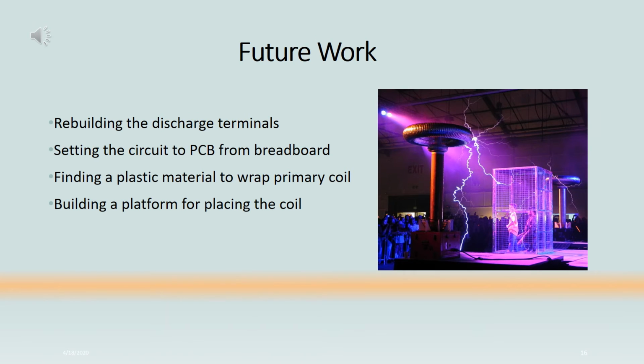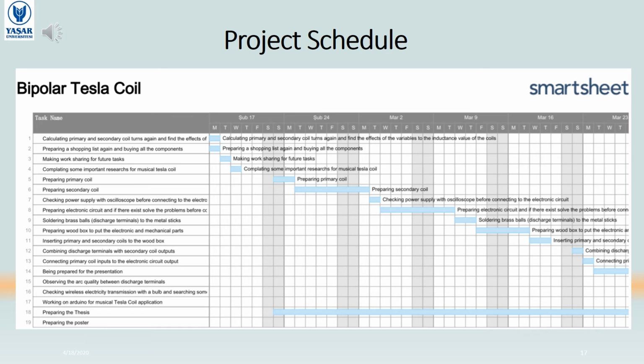About future work, we are going to rebuild the discharge terminals, move the circuit from the breadboard to a PCB, find a plastic material to wrap the primary coil, and build a platform for placing the coil. You can see our project schedule here.